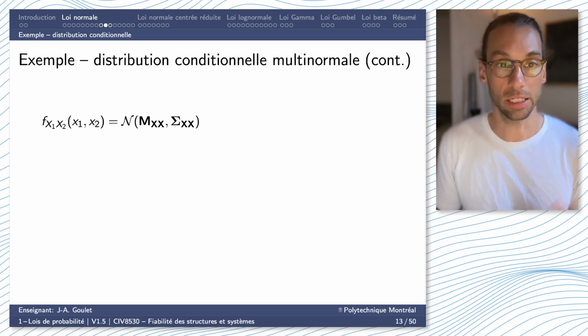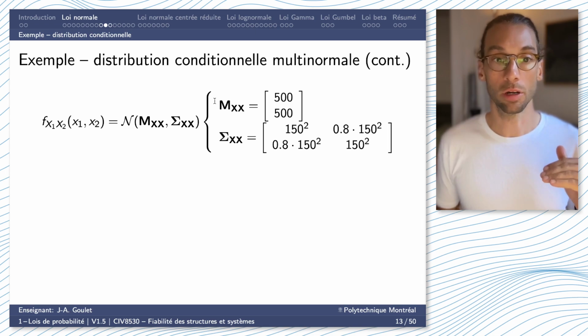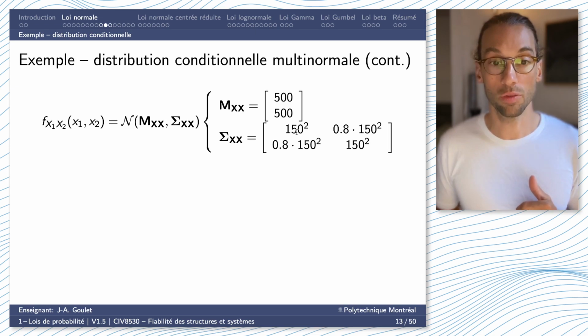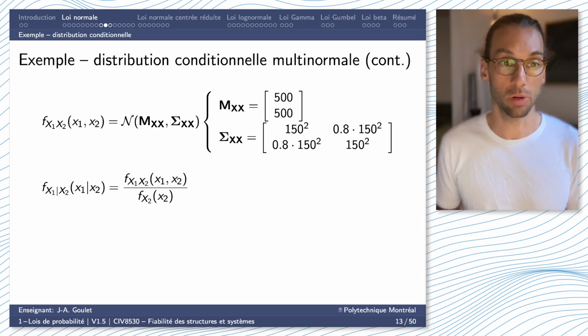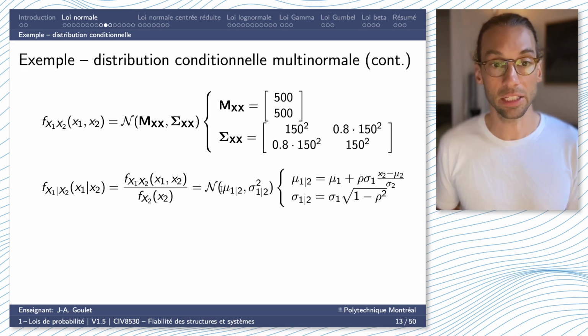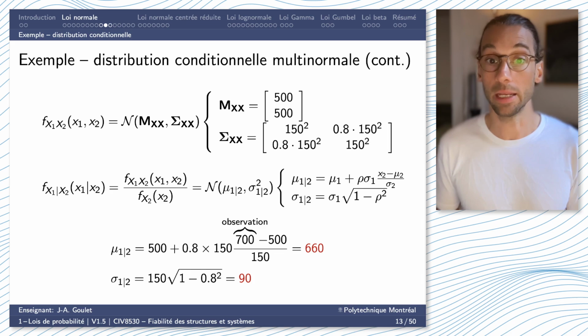So how do we obtain this? We use the Gaussian conditional, and we express the joint. We say that the mean vector for my two beams is 500, 500. The covariance matrix has 150 squared on the main diagonal, and my covariance term is 0.8 times 150 times 150, and this matrix is symmetric. To obtain my conditional, I divide my joint by the marginal, and this directly gives us the expression for the conditional. I can use these two expressions and plug in a number where my observation is 700 for x2. The result is 660 for the mean, and for my standard deviation, it is 90.